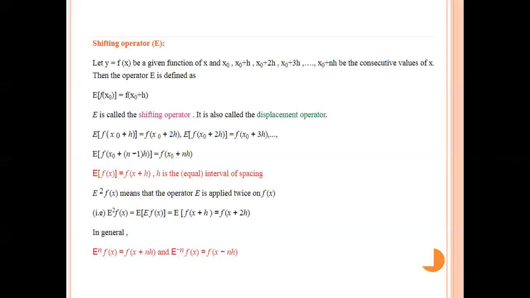E of f of x is equal to f of x plus h, where h is the equal interval of spacing. And E square f of x means the operator capital E is applied twice on f of x. That is E square of f of x is equal to E of E of f of x, that is equal to E of f of x plus h is equal to f of x plus 2h. In general, E power n f of x is equal to f of x plus nh and E power minus n f of x is equal to f of x minus nh.